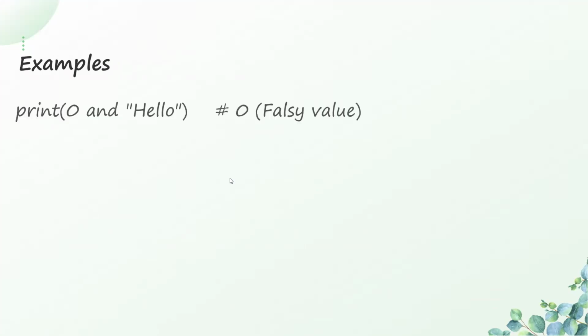If you don't understand what I just explained, don't bother too much. In short, at your level, you're not supposed to be using them. They are somehow advanced. So look at it. If I'm saying print 0 and hello, 0 is falsy. Since 0 is falsy, Python is going to return 0 and it will not go on to hello.